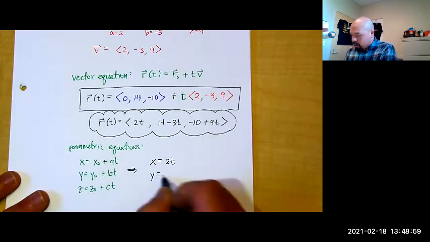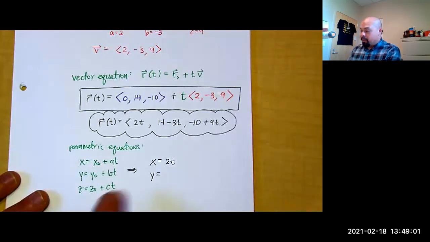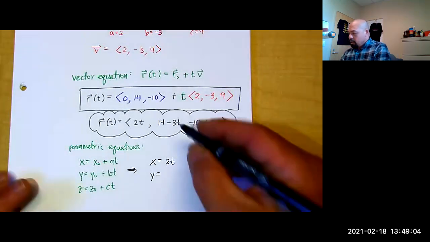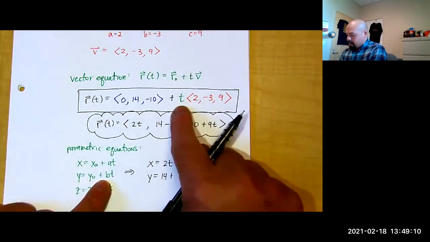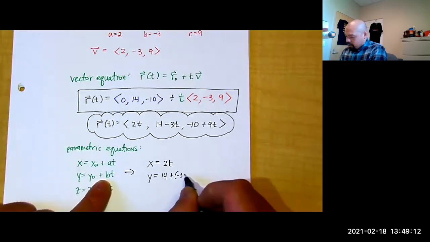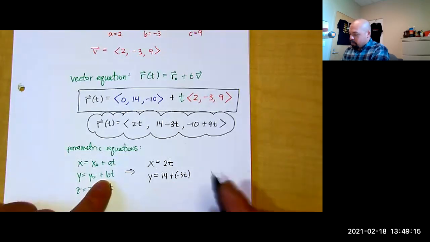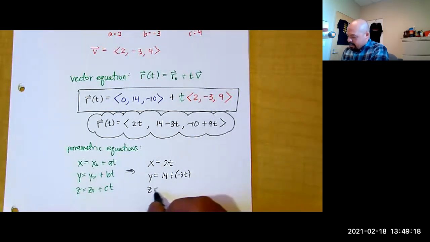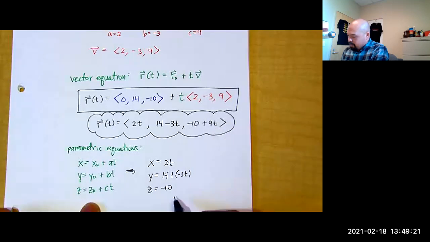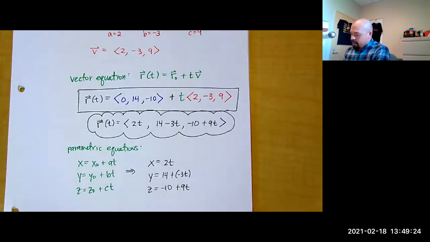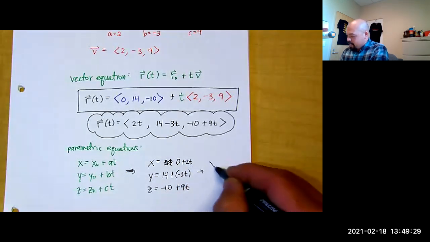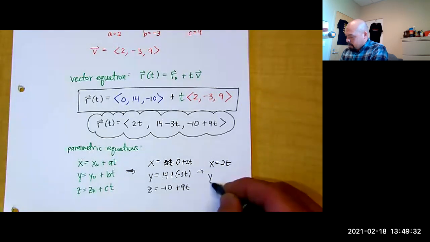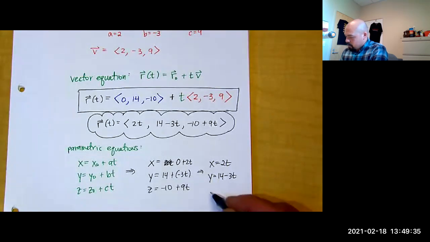And again, if that's confusing or troublesome at all, let me know. Email me, let me know. We can put that 0 plus 2t if you wish. The y is y naught, 14, plus b times t, negative 3t. And again, I should have made that 14 minus 3t like we saw here. And z is going to be z naught, negative 10, plus ct, 9t there. And so maybe this one, just to be clear, I'll put the 0 plus 2t, and then simplify over here just to make it look nicer. There we go, better.